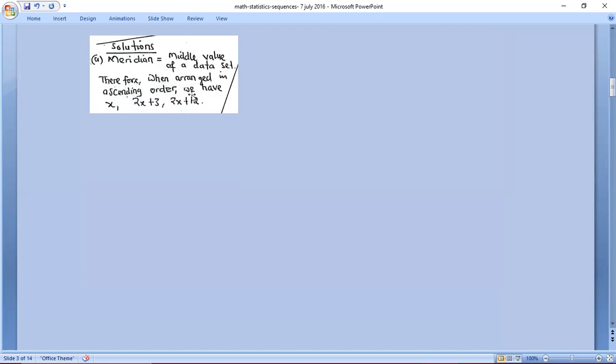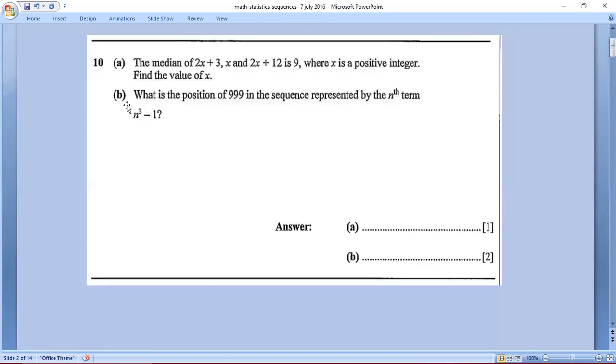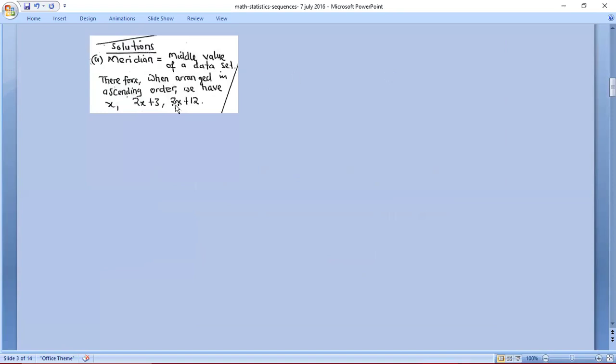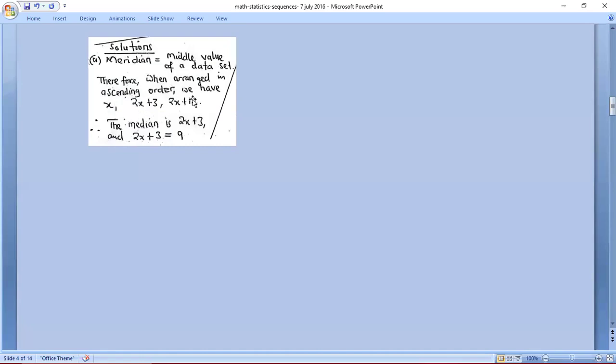Therefore, when arranged in ascending order, we have, now remember the question told us that x is a positive integer. So that gives us a clue on which number will be bigger than the other. If x is 1, which one will be bigger between x and 2x plus 3? Obviously 2x plus 3 will be bigger than x. And between 2x plus 12 and 2x plus 3, the one which has the 12 will obviously be bigger than the one with the 3. So this is the order in which they will be arranged in ascending order.